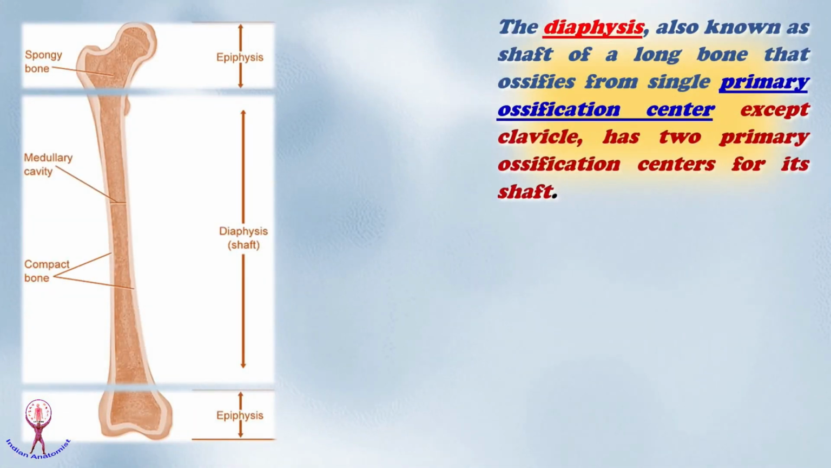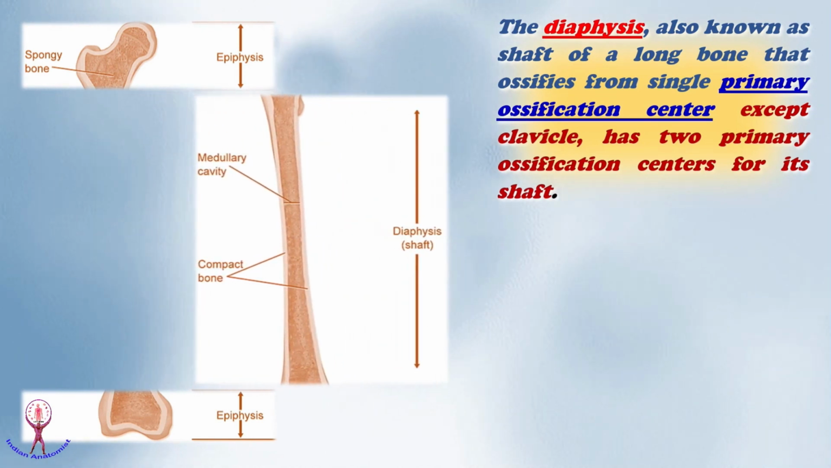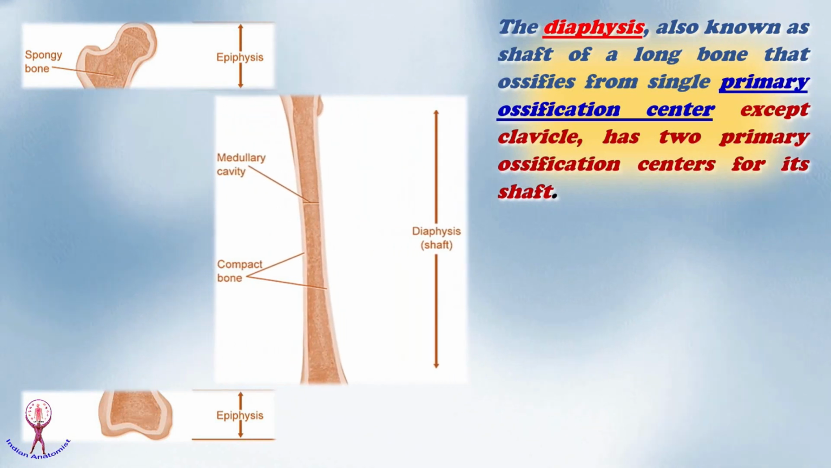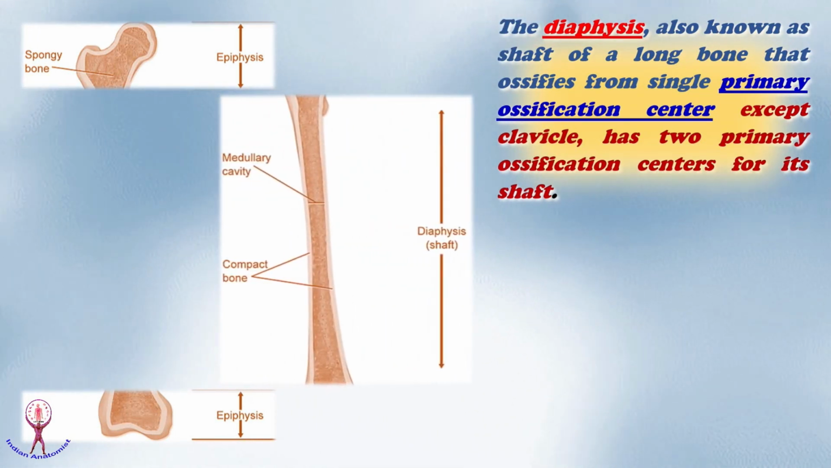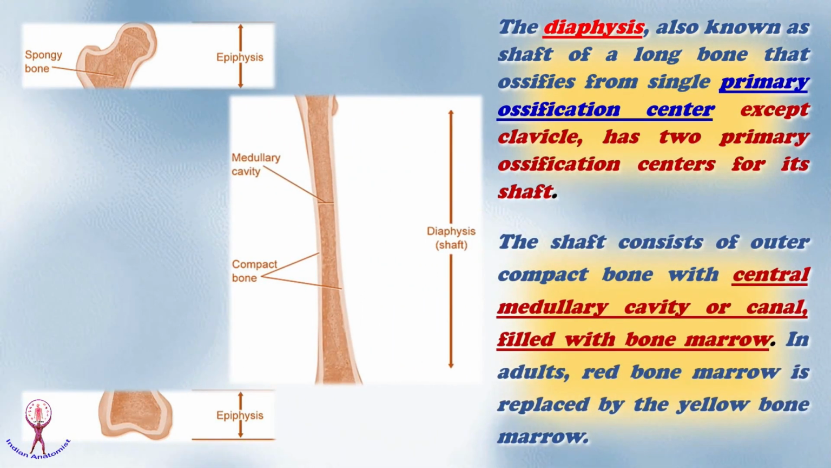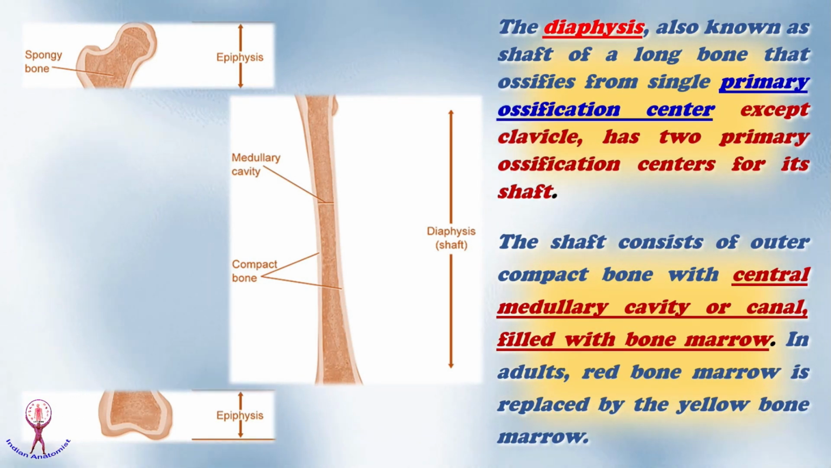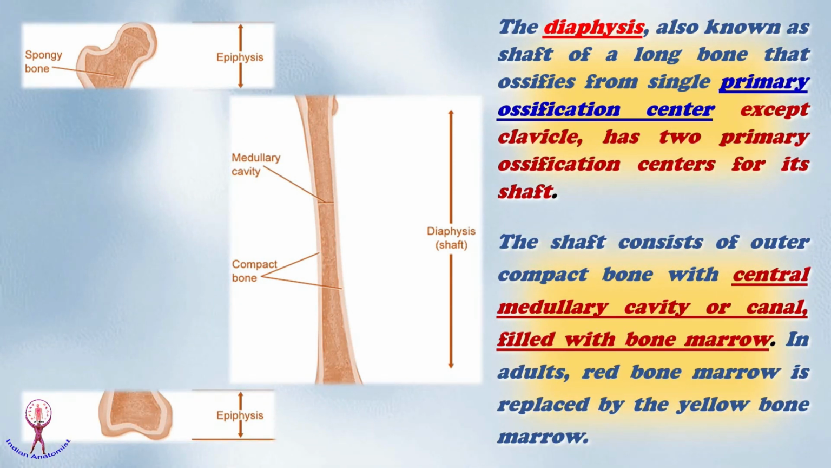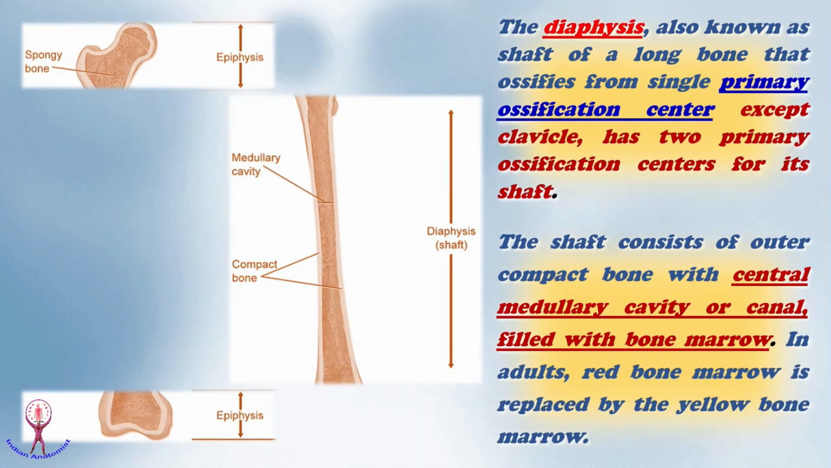The diaphysis is also known as the shaft of a long bone. It ossifies from a single primary ossification center, except the clavicle, which has 2 primary ossification centers for its shaft. The shaft consists of outer compact bone with a central medullary cavity or canal that is filled with bone marrow. In adults, red bone marrow is replaced by yellow bone marrow.